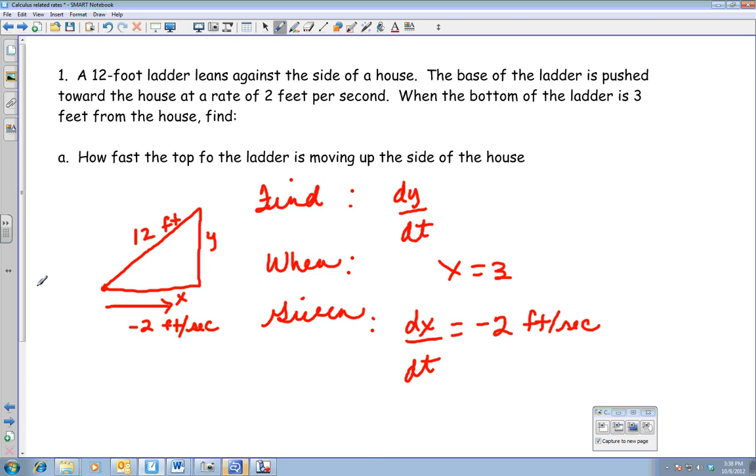Okay, so that's all I wanted to do for this problem in the video, to do the sketch and then to write down the find what, when what, given what, and then we're going to finish this in class. All right, so I'm going to be checking if you have these down, and then when you're finished watching the video, I want you to email me saying that you have finished watching the video.